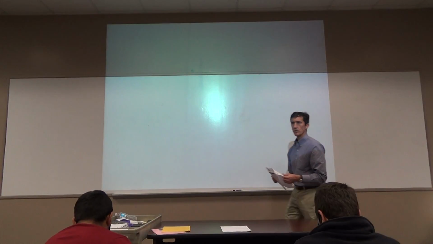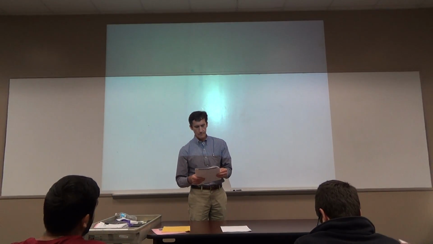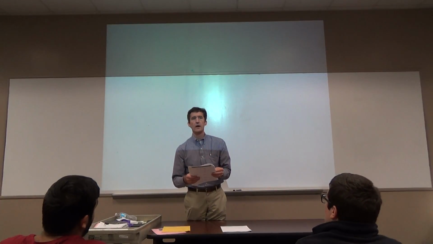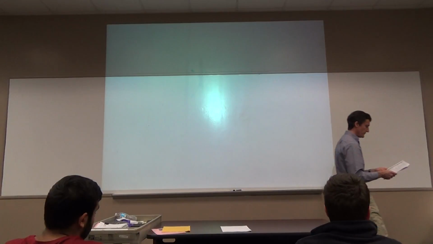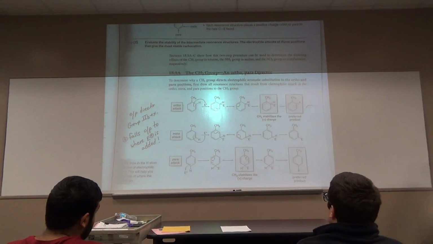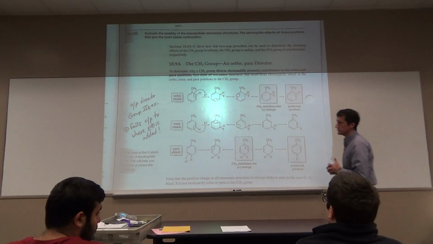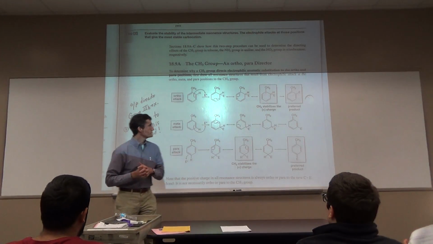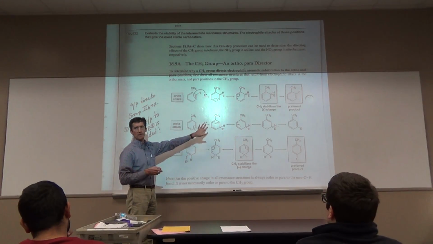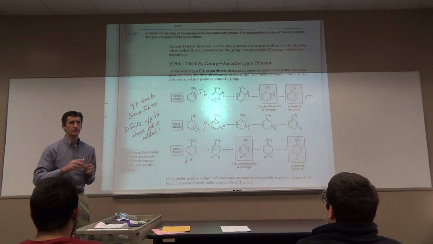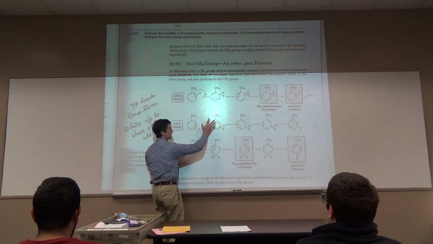Groups 1 through 3 are what type of directors? Ortho and para directors. Ortho para. Group 4 is a meta director. Resonance structures show you why these direct this way. For example, toluene, if you look at your mechanism, it's the same old mechanism. EAS is one of the mechanisms that we looked at so far. Okay, you ought to be able to show all of this yourself.